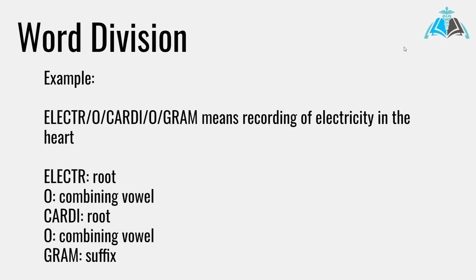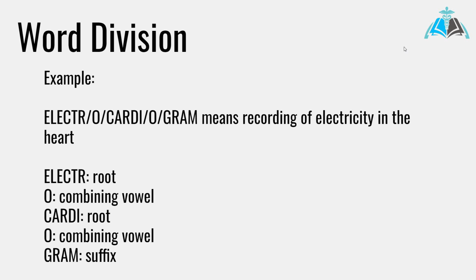Okay, and then finally gram, which is our suffix. It's the last word part in our term, and like I said, the suffix always comes at the end of the term. So gram is our suffix. And finally, when you read that left to right, as our first rule says, read from suffix to the beginning of the term, you get recording of the heart, recording of the electricity in the heart. And like I said, it gives you a general idea, but it's not always perfect.